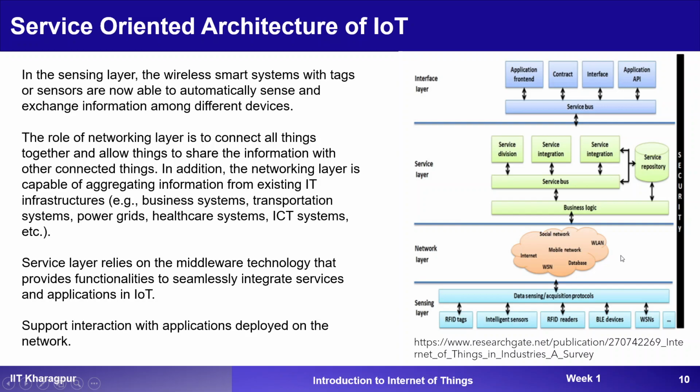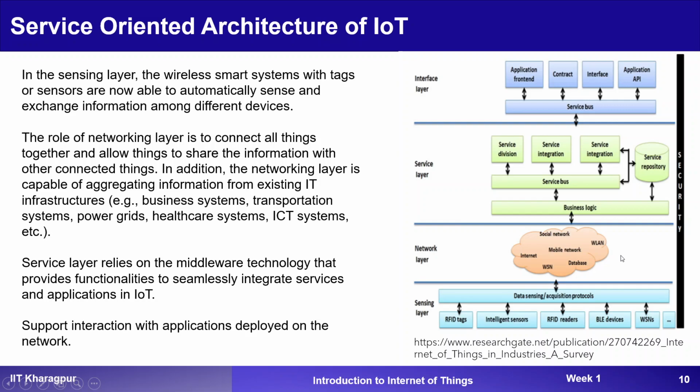Now the last one is the interface layer, or we can also call it the application layer. This is responsible for providing the interface to the end user. So this layer basically consists of the application front end through which the end user can communicate with your system. Interface is the same thing: application, API and contract. If you want more details about the service oriented architecture of IoT, I have given the link for the research paper from where this architecture has been taken.